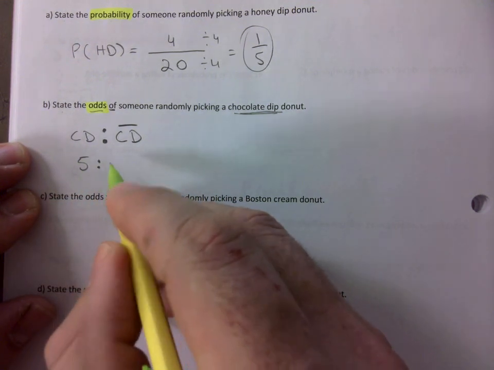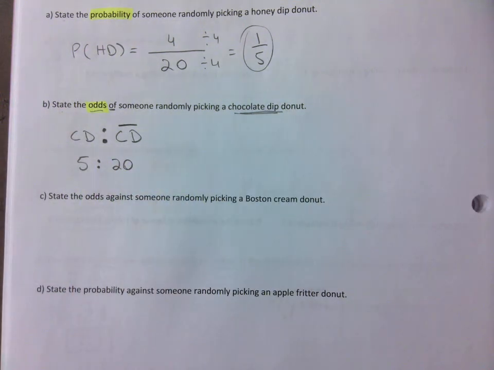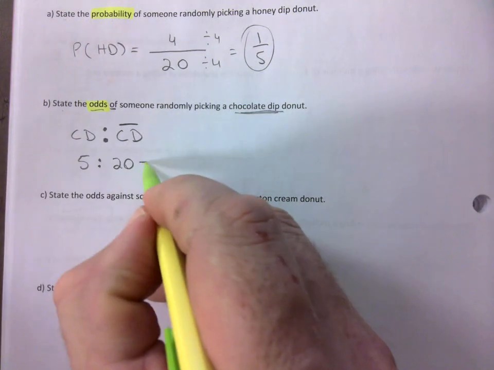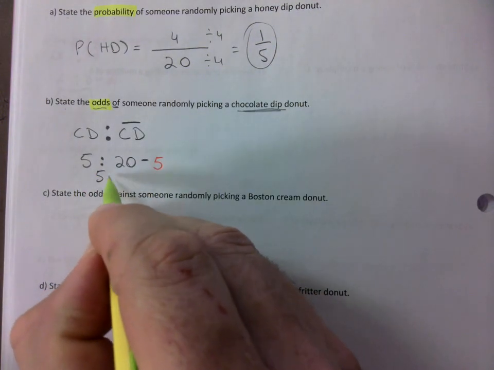And on this side, guess what I'm going to do? I'm going to say, well, I have 20, but I don't want to use those 5 that I've already used up. So I'm going to go minus the 5. So it's 5 to 15.